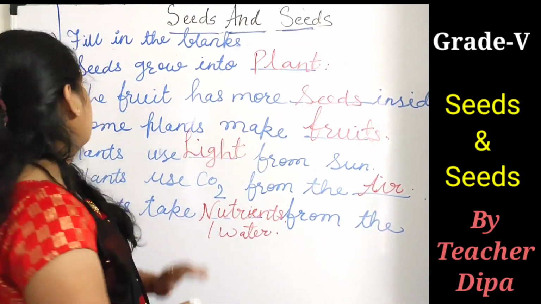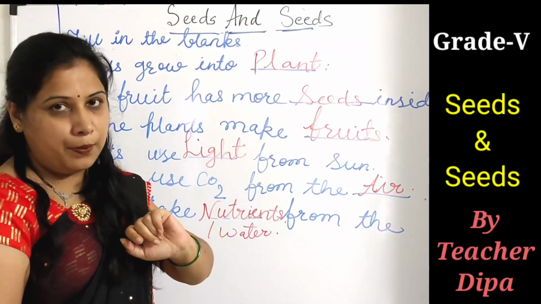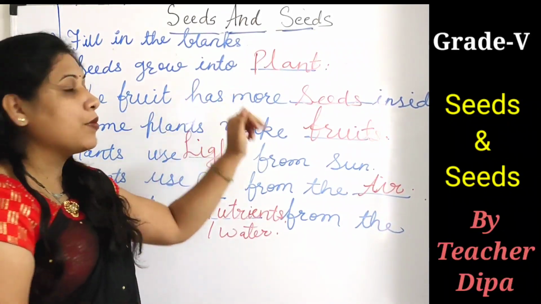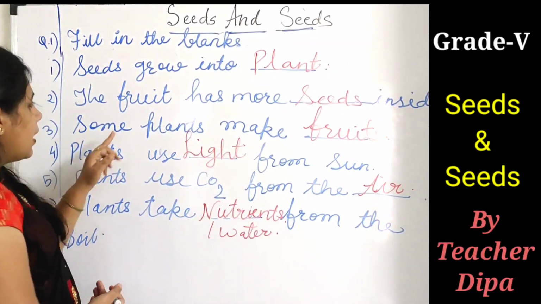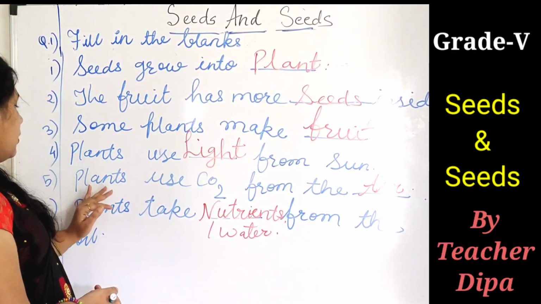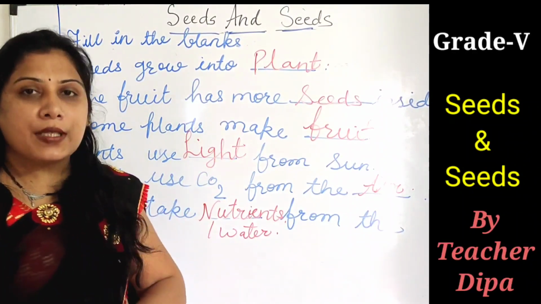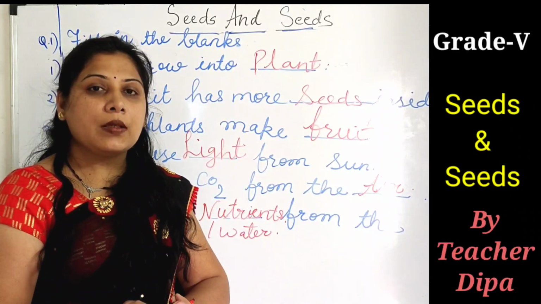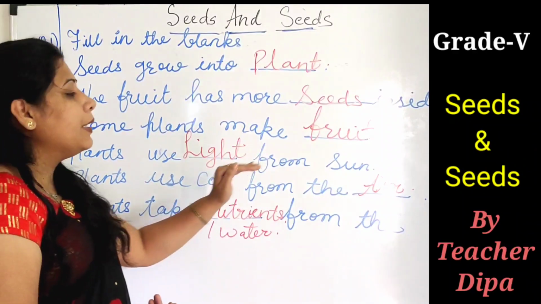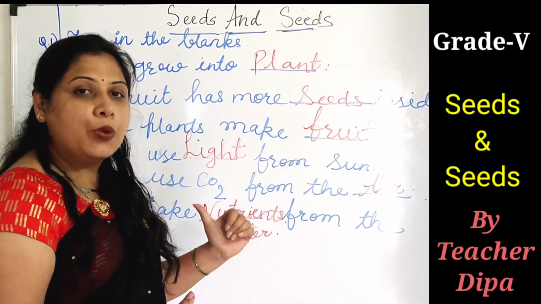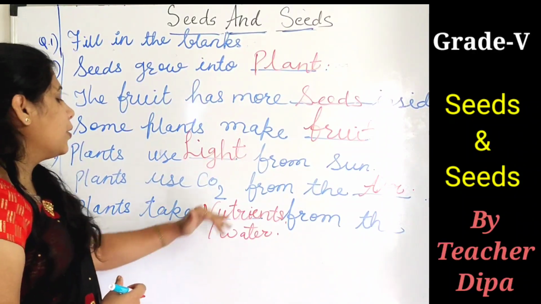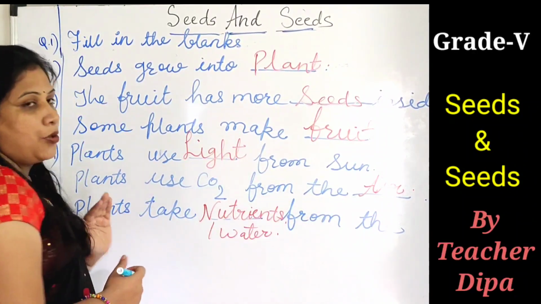So, again we will repeat. Seeds grow into plants. The fruit has more seeds inside. Some plants make fruit. Plants use sunlight from the sun. Plants use carbon dioxide from the air. The last is plants take nutrients from the soil.